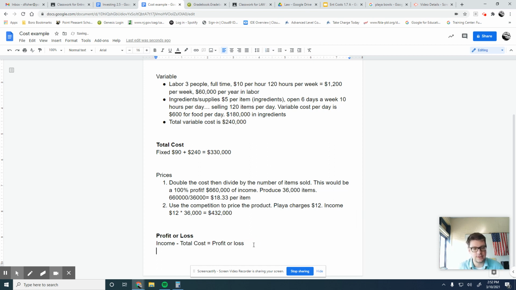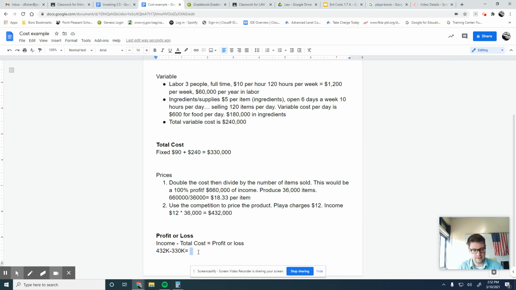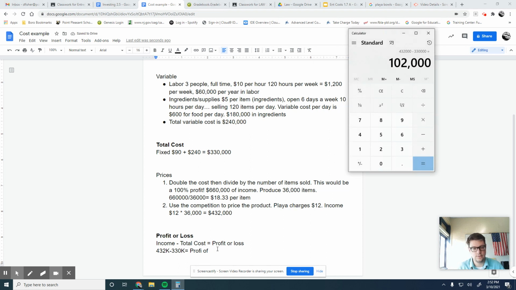But here we are. We're almost done. I've got 432K minus the 330K. And let's do the math. Minus gives me a profit of, and I didn't even look at the number, 102,000.